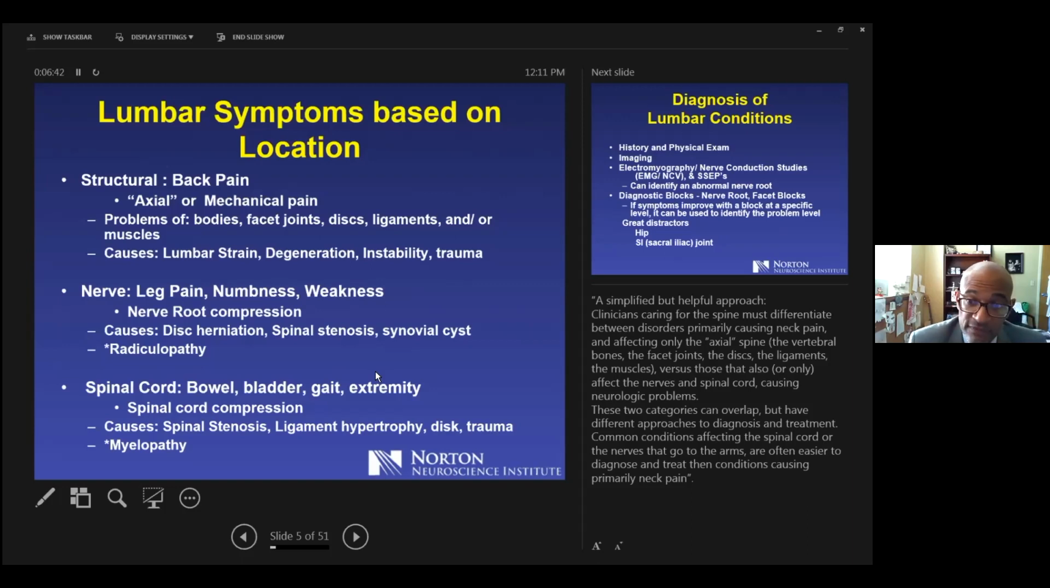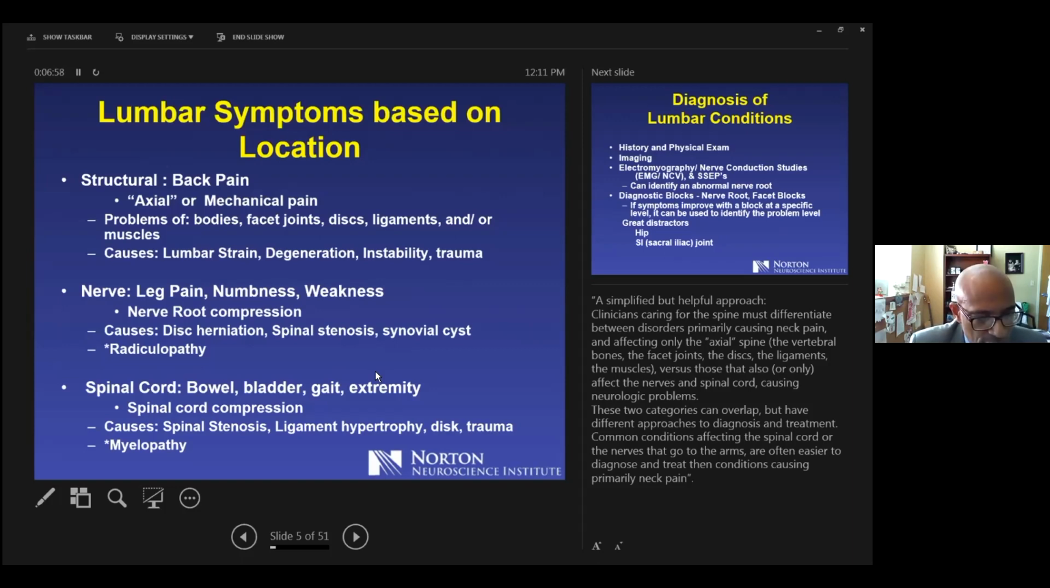We see people with facet arthropathy and stenosis. We can find synovial cysts in the back. We can have stuff like pseudogout or small lesions, neuromas. So there's a lot of different reasons why we could develop compression of the nerves.